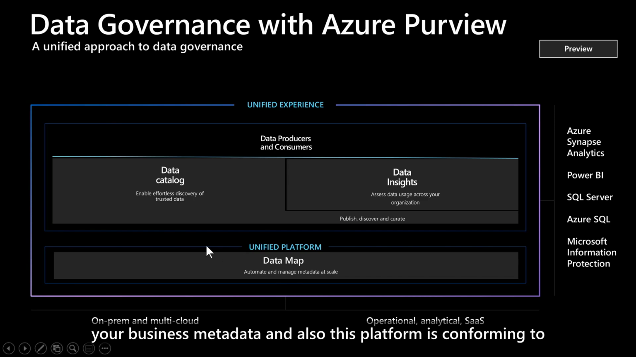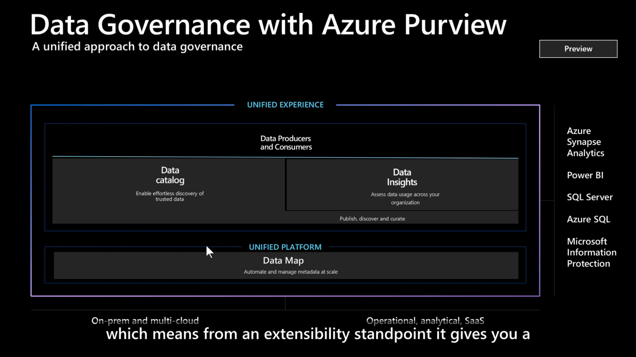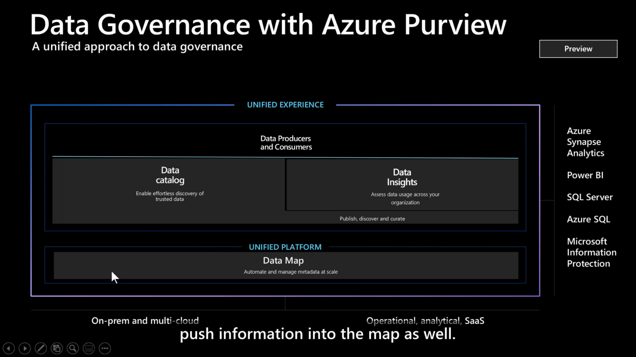And also this platform is conformant to open source Apache Atlas APIs, which means from an extensibility standpoint, it gives you a great advantage that you can use those open APIs to push information into the map as well.